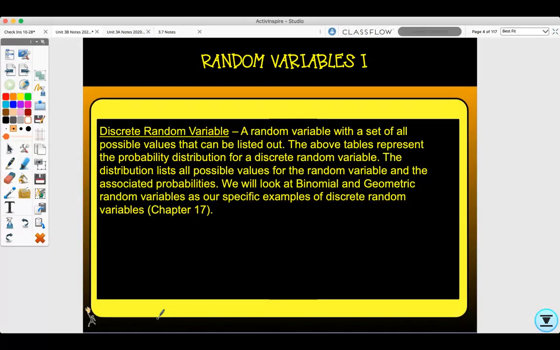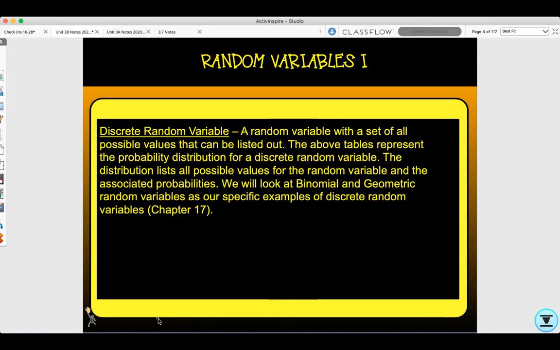Discrete random variable: a random variable with a set of all possible values that can be listed out. The above table represents the probability distribution for a discrete random variable. The distribution lists all possible values for the random variable and the associated probabilities. We will look at binomial and geometric random variables as our specific examples of discrete random variables in Chapter 17.